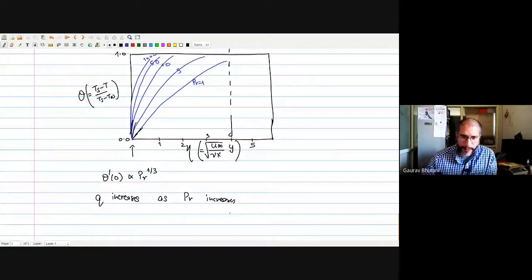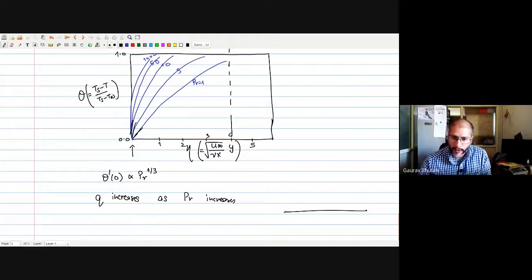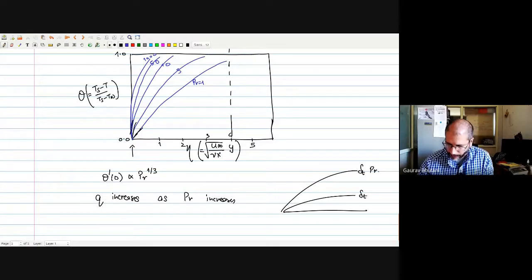So for higher Prandtl number values, we also know that if I compare two Prandtl number values, a higher value of Prandtl number would mean that my thermal boundary layer is much smaller than my momentum boundary layer. So if my thermal boundary layer was extremely small, these are the two delta T. This is for Prandtl number small, and this is Prandtl number large.